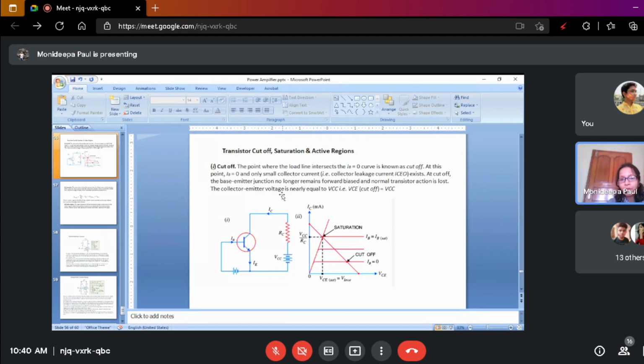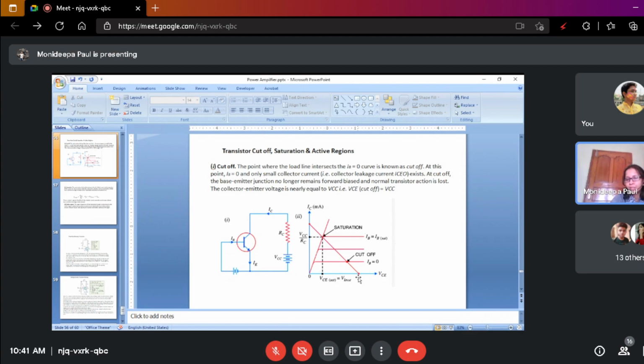So the collector emitter voltage is nearly equal to VCC. When IB is equal to 0, this is a reverse bias condition, so it is not in the conducting range. So the collector current will be 0. If the collector current is 0, the voltage drop across this will be 0, so the voltage across emitter and collector should be equal to the supply voltage. So here VCC is equal to VCE.